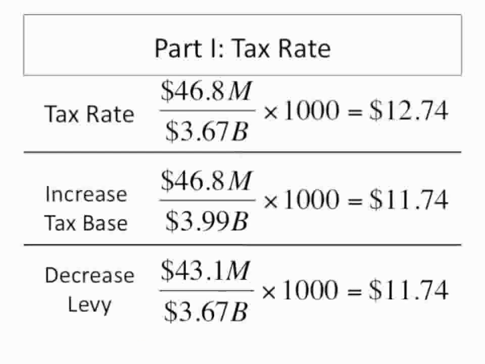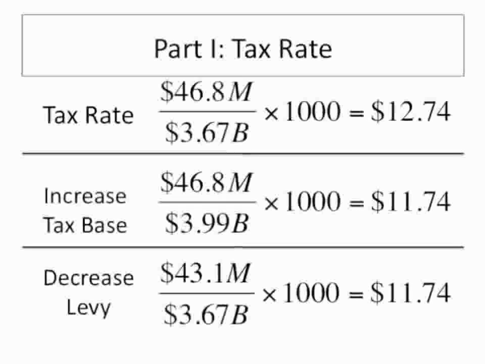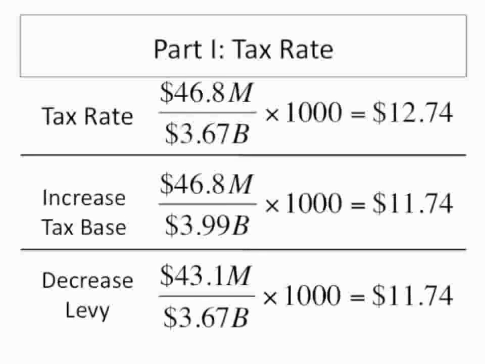Now let's flip it over and look at the other side of the equation. How much do we have to decrease the tax levy to achieve that same $1 reduction in the tax rate? Again, cross out the 46.8, do the arithmetic, and it comes down to $43.1 million. That is a decrease of $3.7 million.